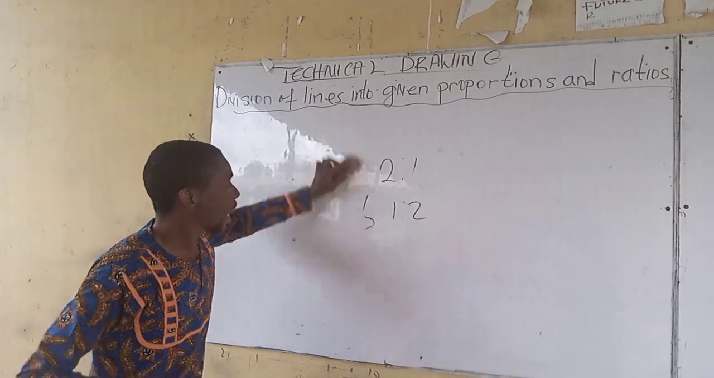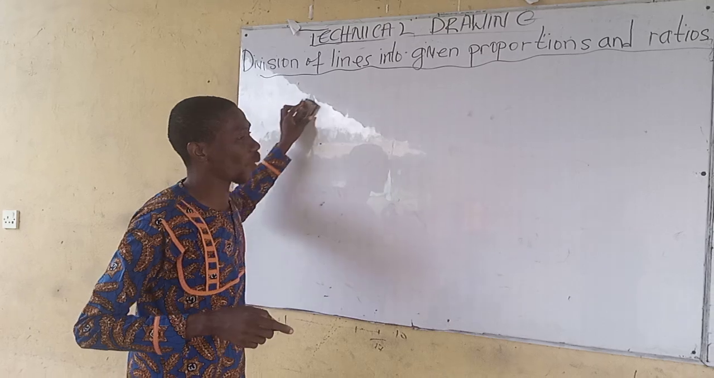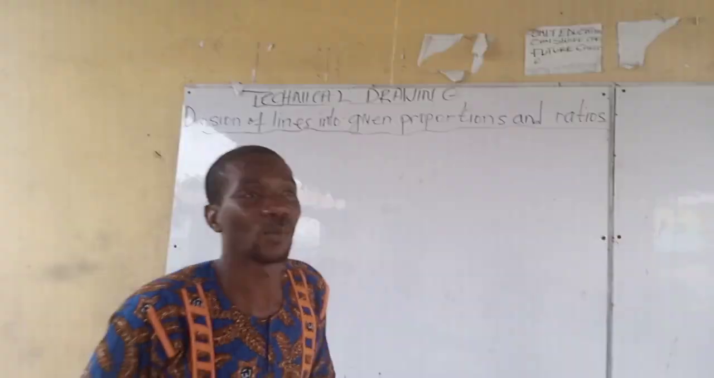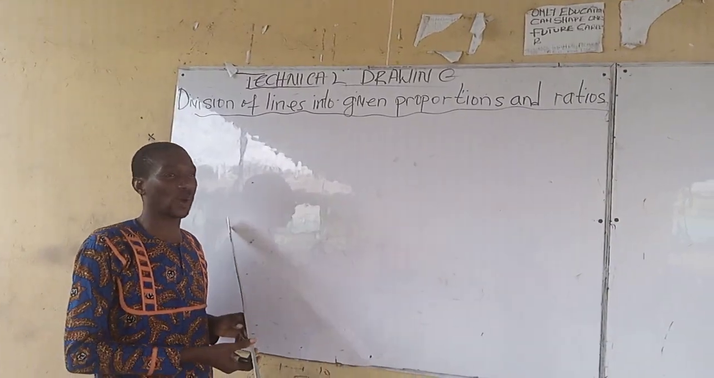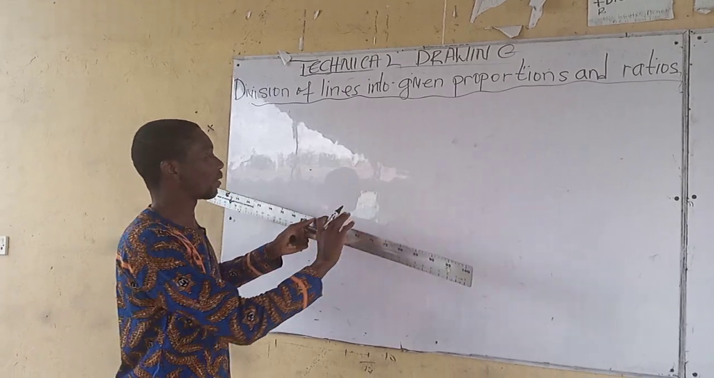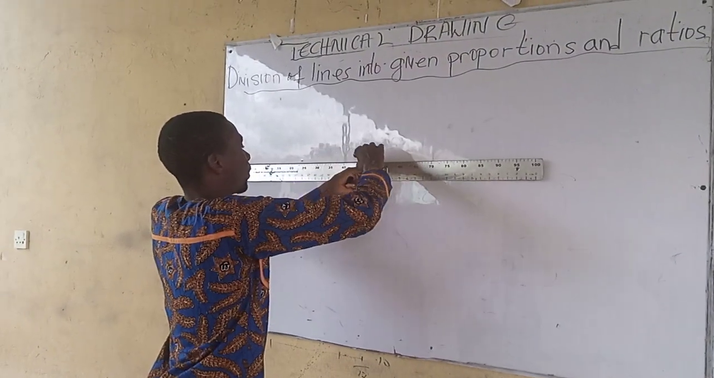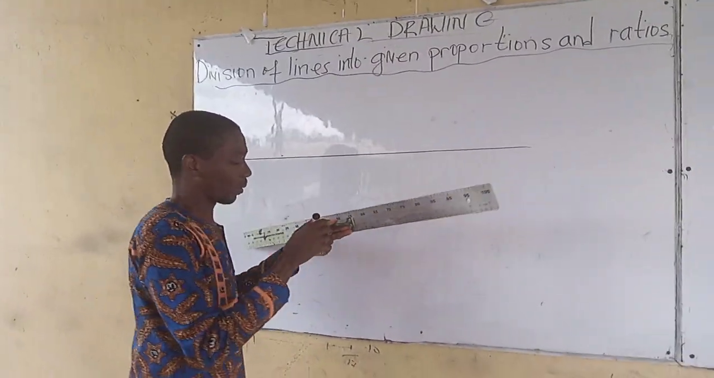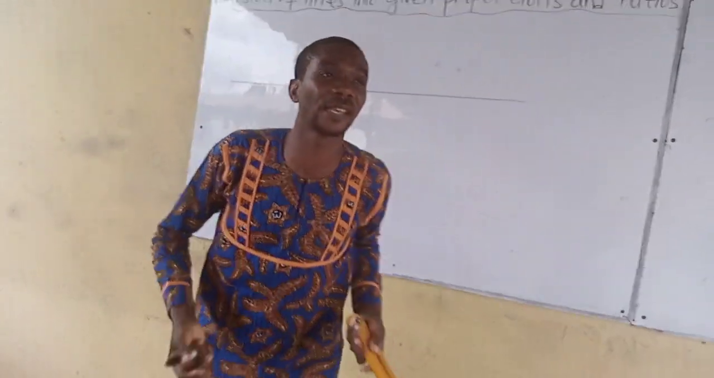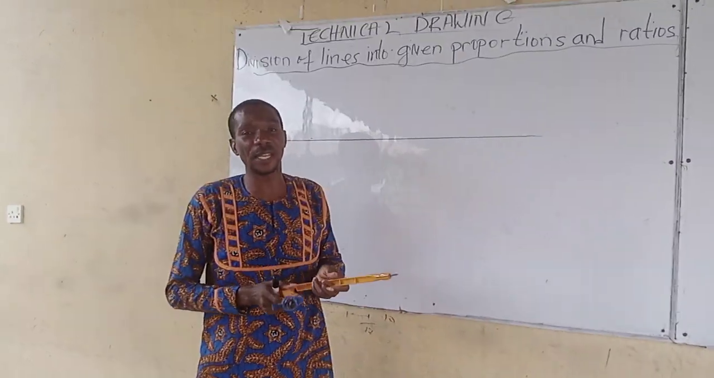Wonderful. I hope you have picked your instruments, everything. So let's work and practice together. Don't just watch, practice as well. So now, first of all, let's draw our given line. I hope you have done yours. In this case, we are saying that our given line is 50 mm.